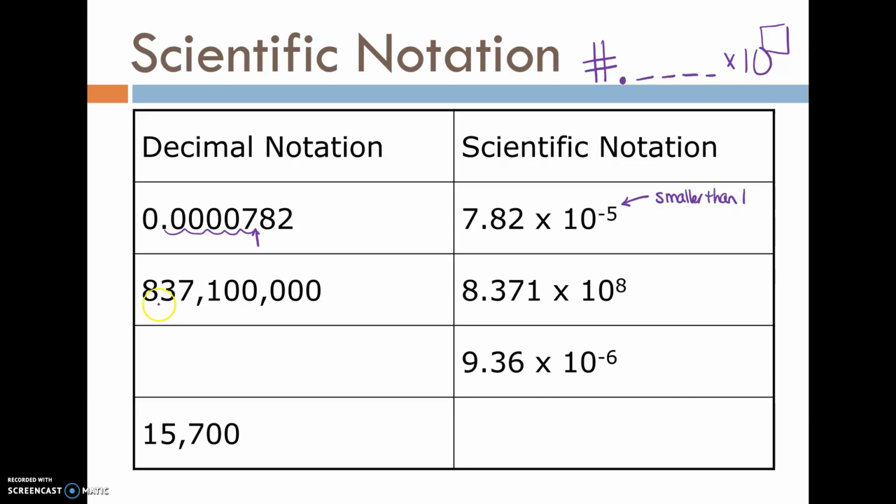In this next one, we want the decimal to be between the 8 and the 3. The decimal is currently at the end, so we have to move 1, 2, 3, 4, 5, 6, 7, 8 times. It's a positive 8 because the original number was larger than 1.